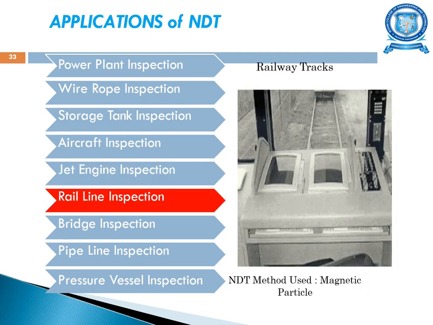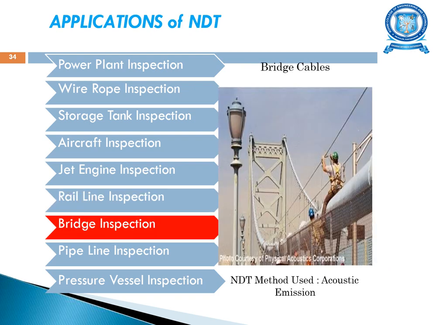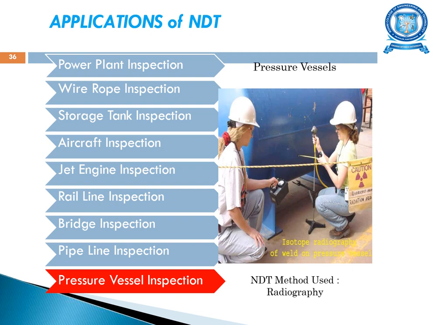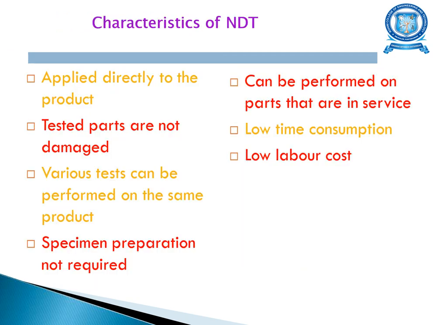And in rail line inspection, the railway tracks are being tested by using the magnetic particle testing method. And the bridge cables are being tested by using the acoustic emission method. And the pipelines, as well as pressure vessels, inspection is being carried out by using the radiography testing method.